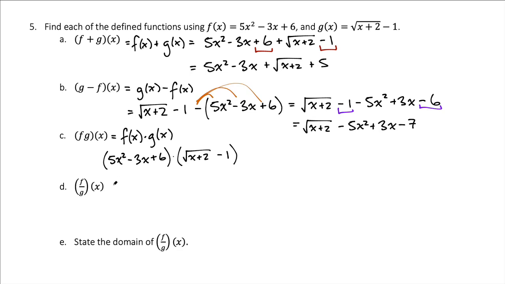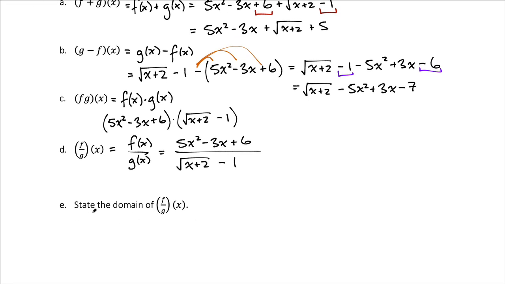For f over g of x, well, that's f of x over g of x. And we can just go ahead and plug those in. So f of x is our 5x squared minus 3x plus 6 over g of x, which is square root of x plus 2 minus 1. And again, there's not really any reason that we should do anything with this. This form is about as simple as it can get.